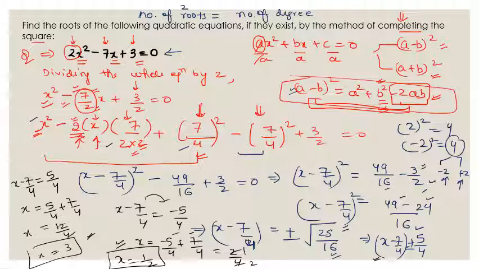I hope you have got the clarity on how you will approach this type of question. Here you have to remove the coefficient of x square. After that you have to make these two identities, either this or this, and then it will go likewise.